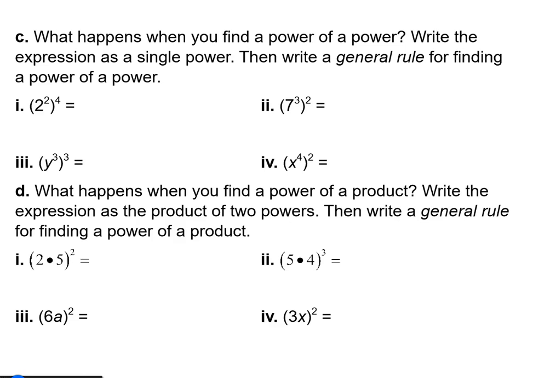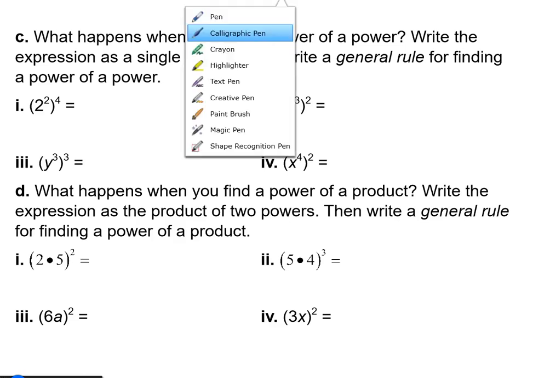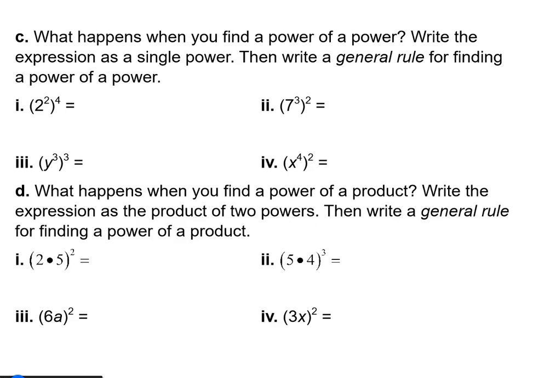Now in this section, we're looking at what happens when you find a power of a power. So this time you'll notice that your base is only written one time. When our base is only written once, but we have two exponents for it, that's when we're talking about a power of a power.